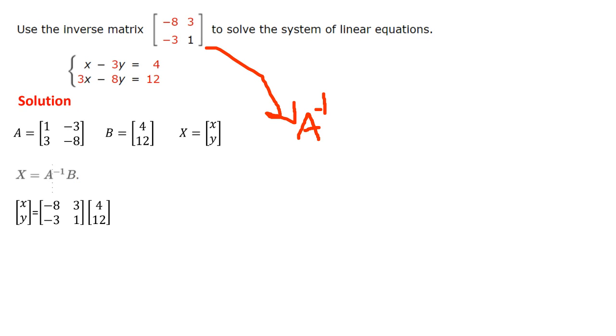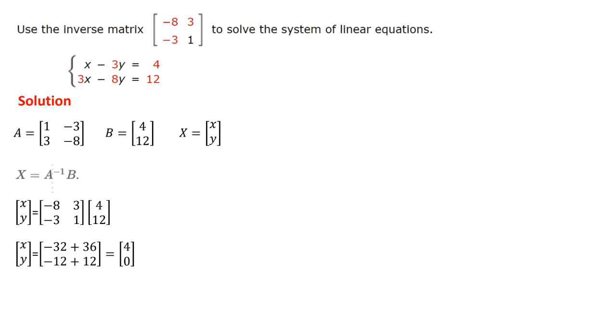Okay, so to solve the system, we're going to write the inverse. So I wrote the inverse here. And then we're going to write our constants, which is 4 and 12. And then we're going to multiply the matrices together. So to multiply, remember we take the row. So we take this row times this column.